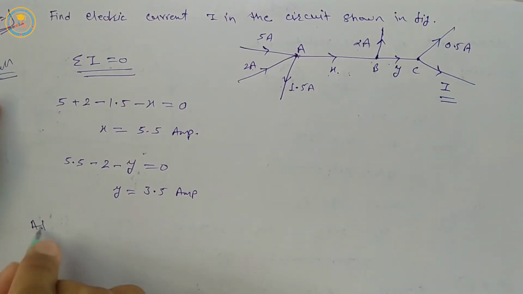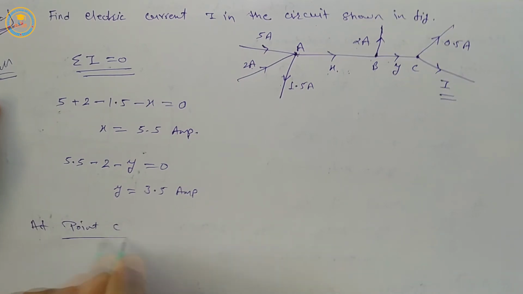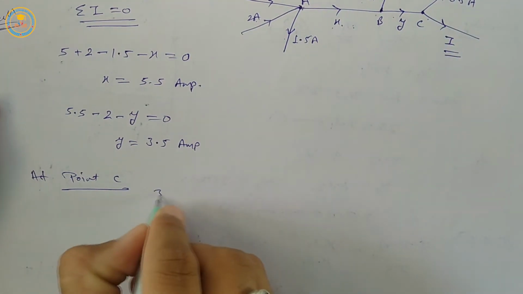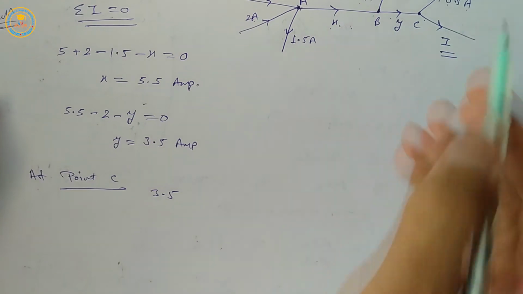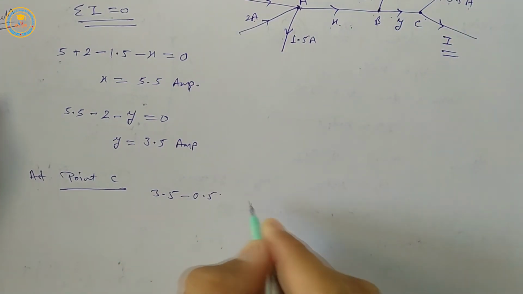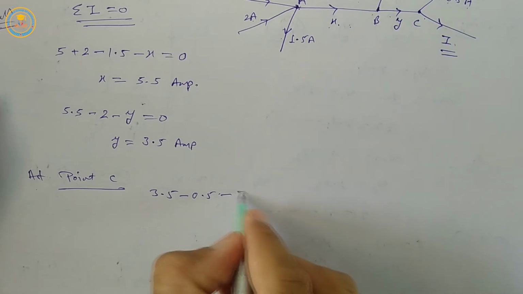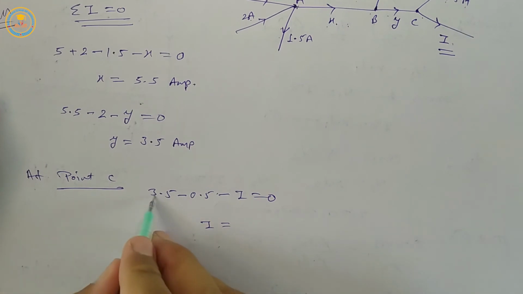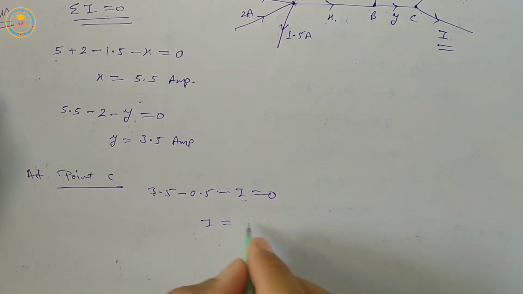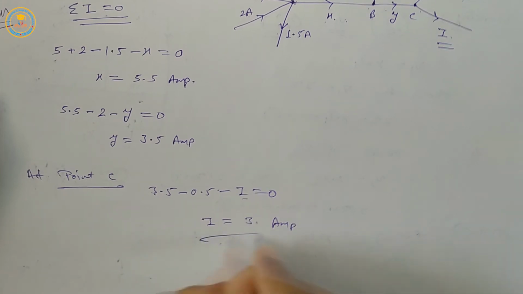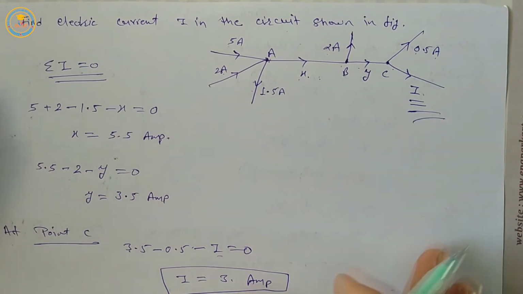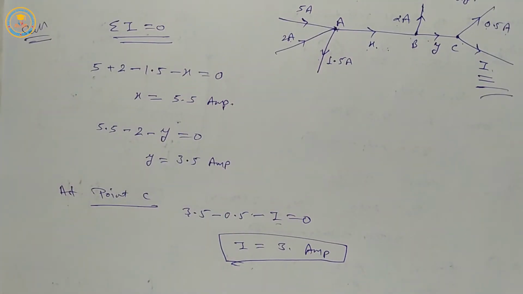So at point C, from Kirchhoff's first law, y is in the inward direction, so 3.5, and this is the outward direction, so minus 0.5 ampere, and this also outward direction, I is equal to 0. According to this equation, I is equal to 3.5 minus 0.5, which equals 3 ampere. This is the value of current I. This type of question is very important for our annual examination for 1 mark.